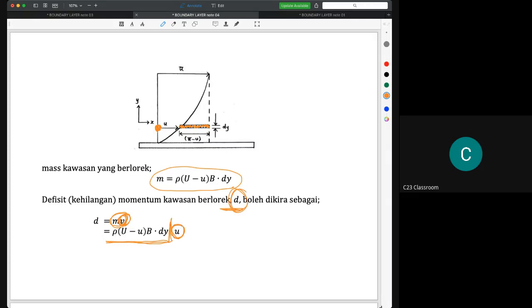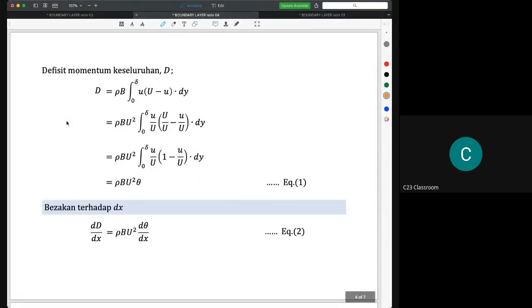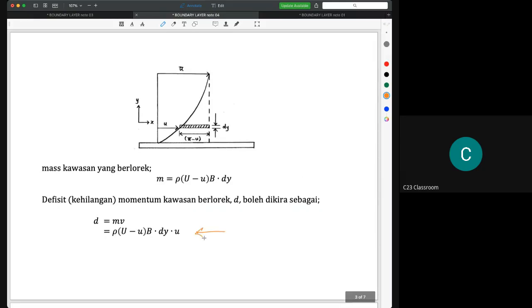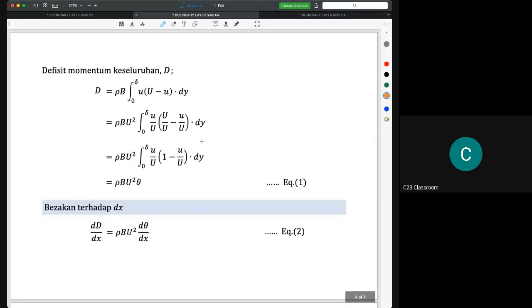Okay, please remember this idea, because sometimes students take U minus u as the velocity. So what we have here is actually the deficit momentum for the shaded area only. So how to calculate all the momentum loss of this area? We need to do the integration. So we integrate that one.